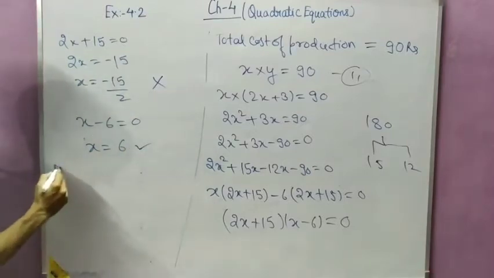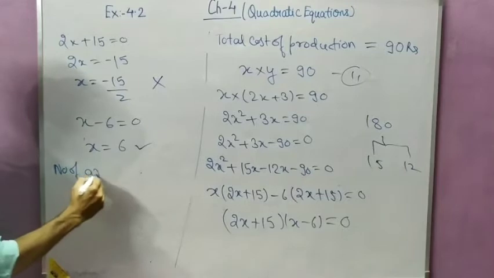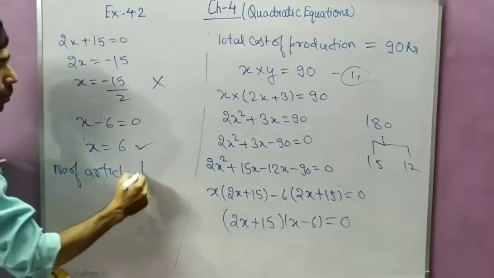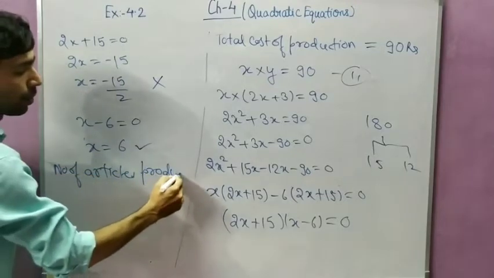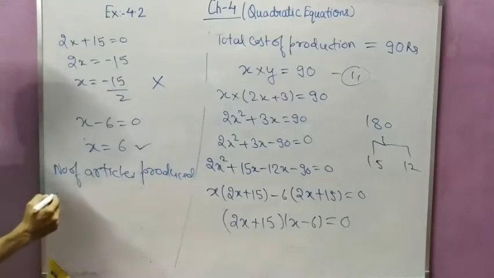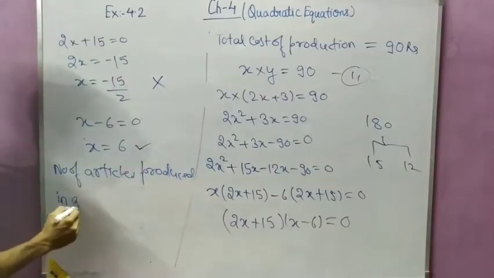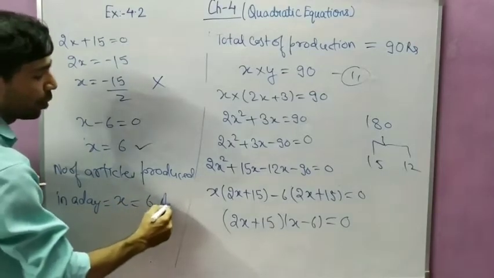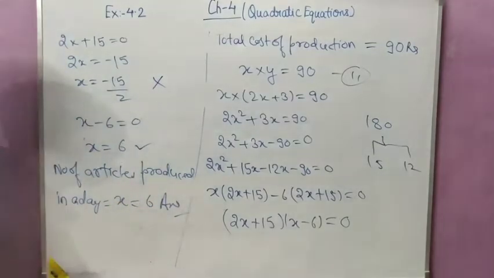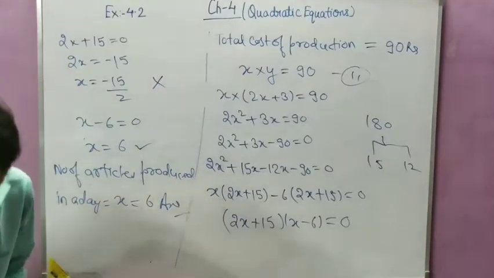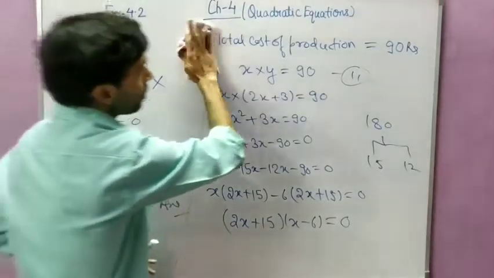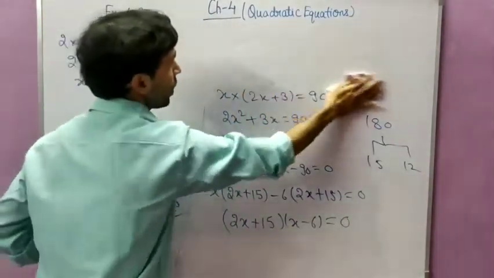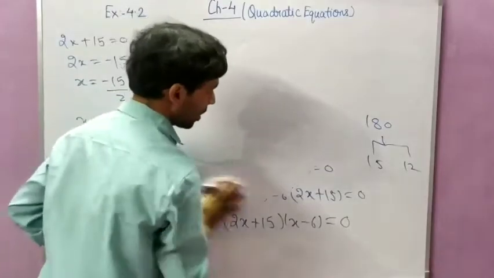So the number of articles produced in a day is equal to x, that is 6. That will be your answer. So note down this thing. It is the number of articles. Okay, so student, the number of articles we have calculated.